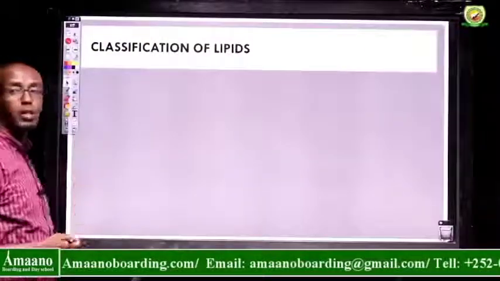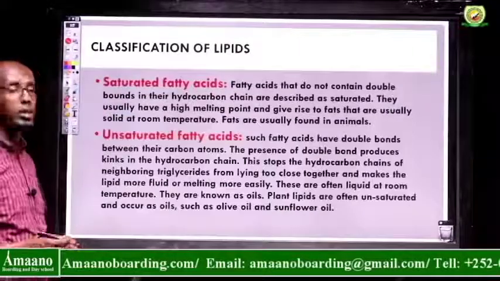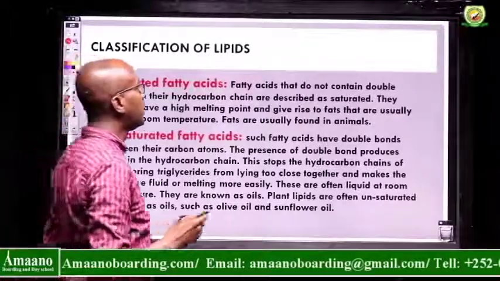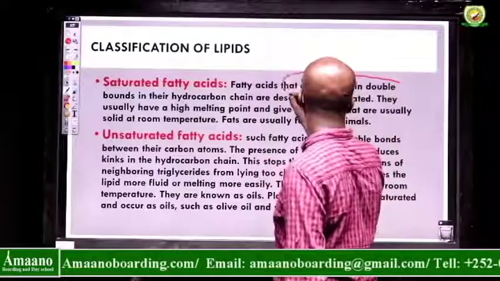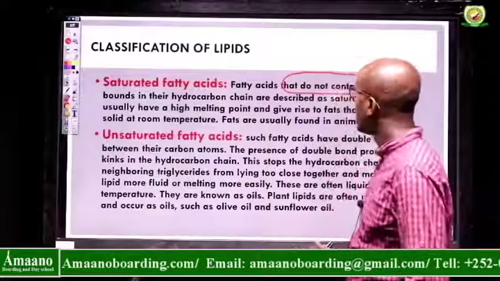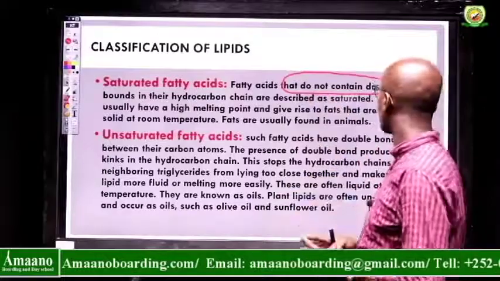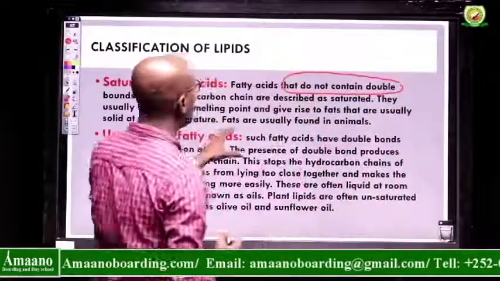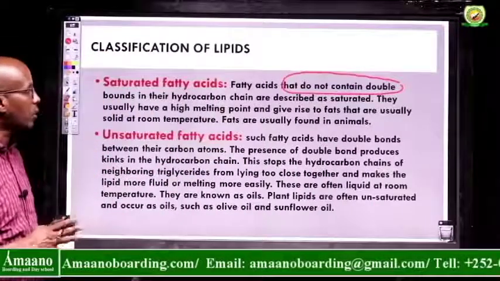Finally, the classification of lipids. There are two types of lipids. One is called saturated lipids, and the other type is called unsaturated lipids. Here is the difference. In saturated lipids, there is no double bond. There is no double bond between the carbon atoms. As a result of this, they usually have a high melting point and give rise to fats that are usually solid at room temperature.